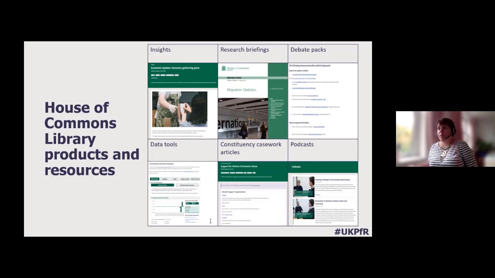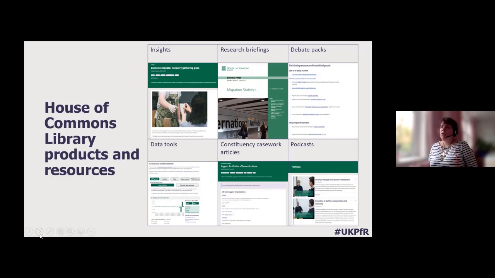So we have different types of research to suit the audience, the nature of the work of MPs, or the topic. We have insights to start with. They are quick read articles on current issues. They're published in line with topical events, and they provide need-to-know information on a local and global topic. Then we have research briefings. They provide in-depth analysis of bills, legislation, policy and topical issues. They are very in-depth and they've got a lot of references as well.